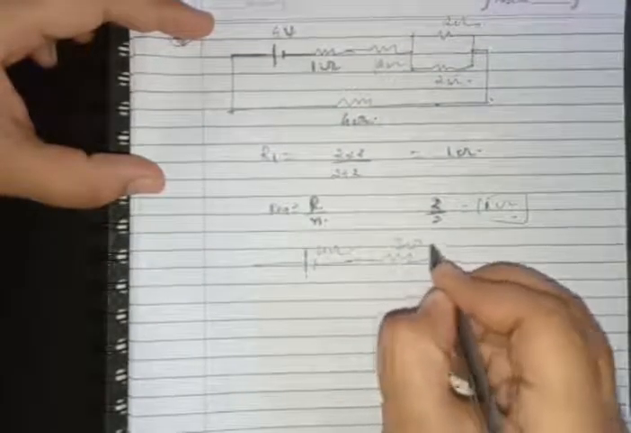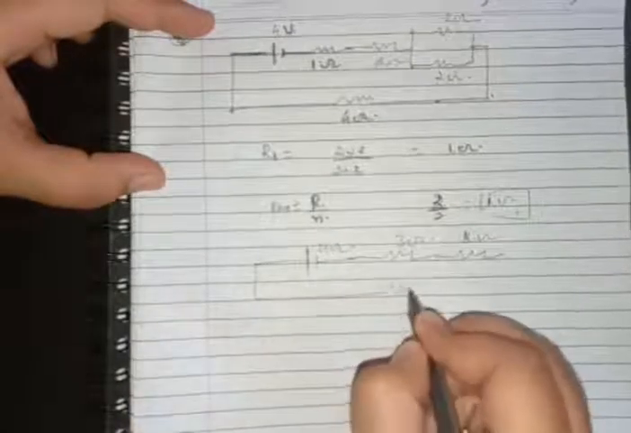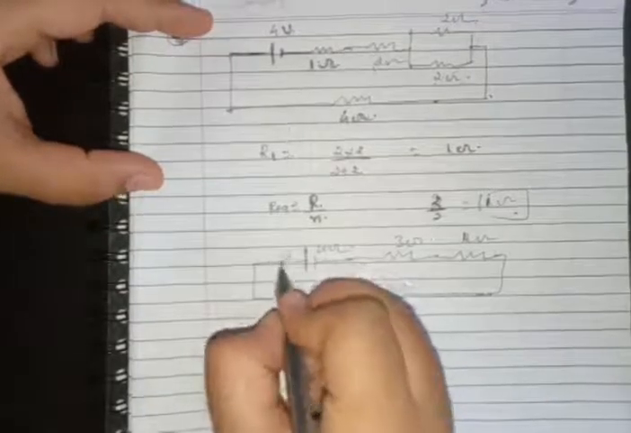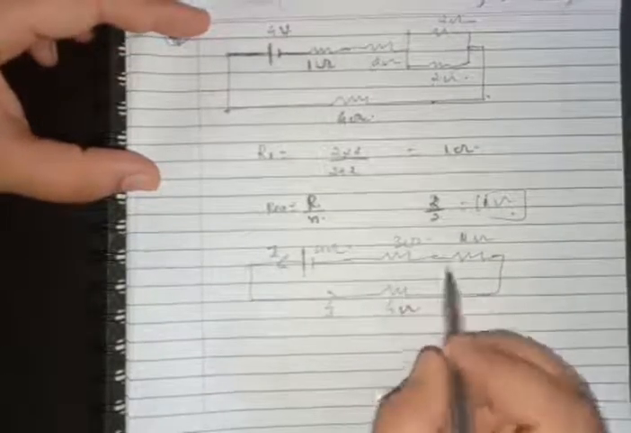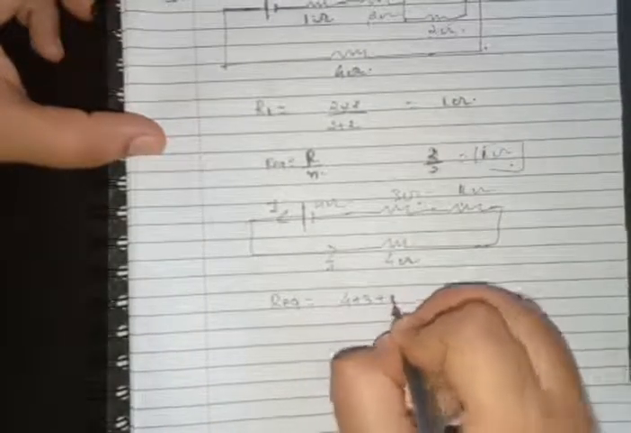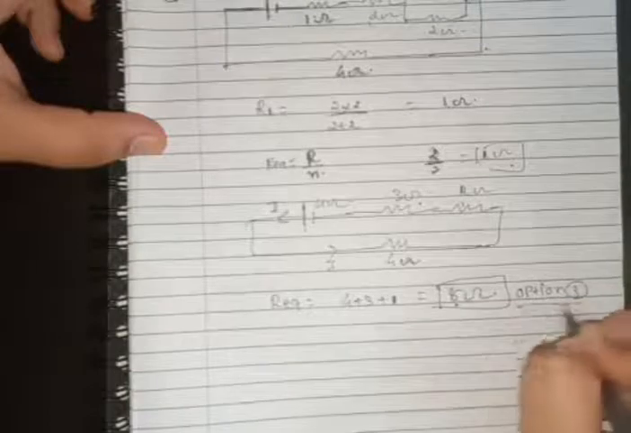This 2 and 1 are in series, so that will be 3 ohm. This is 1 ohm and this is 4 ohm. The current will start in this direction and the same current is flowing through all three resistors. So all three resistors are in series. So R equivalent of the circuit will be 4 plus 3 plus 1, that is equal to 8 ohm. So option 3 is the correct option.